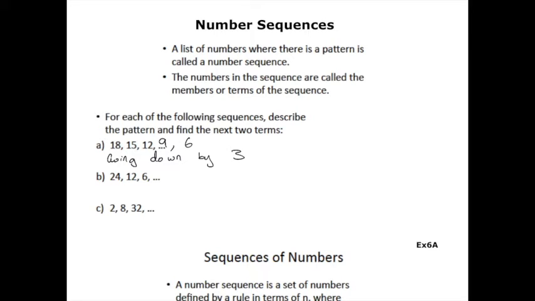What about B? Divided by 2 each time or halving each time. So what are my next ones? 1.5. Yes, decimals can happen, and also negative numbers could happen. Okay, so halving each time.